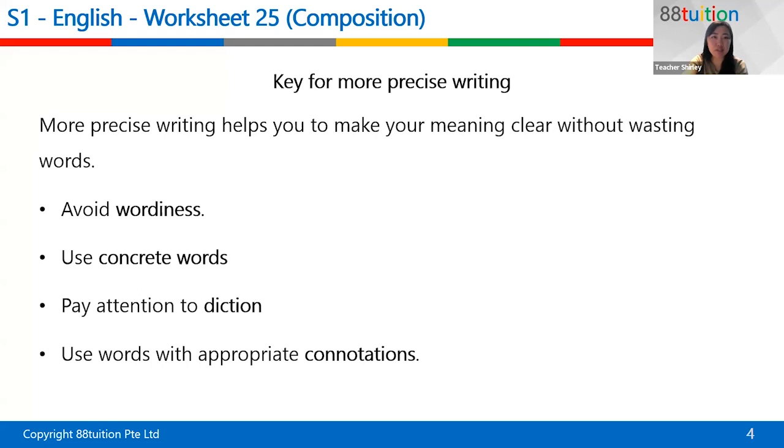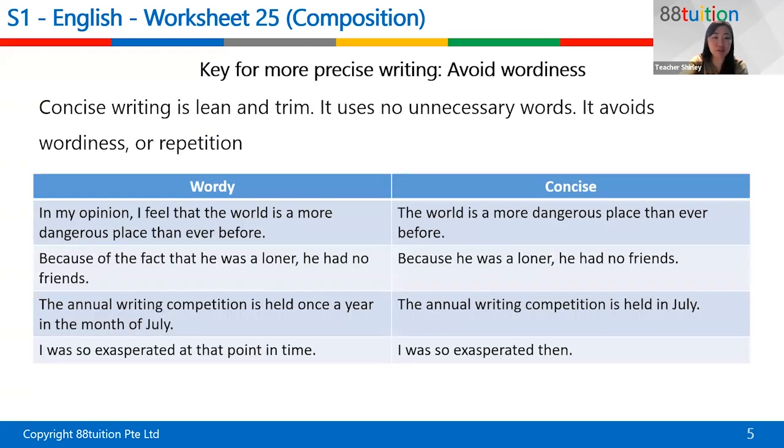Okay, now let's take a look at some examples. Point number one just now is to avoid wordiness, right? So what do we mean by avoiding wordiness? Okay, so this is point number one, some tips or some keys to precise writing. So in terms of wordiness, you want to make sure that it's lean and trim, no unnecessary words, okay, because it creates repetition, right? So for example, what is wordy and what is concise?